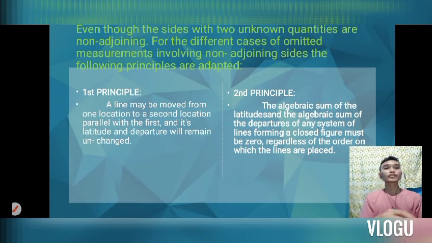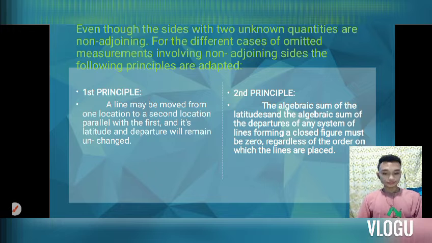Okay. Even though the sides with two unknown quantities are non-adjoining, for the different cases of omitted measurements involving non-adjoining sides, the following principles are adopted. The first principle states that a line may be moved from one location to a second location parallel with the sides, and its latitude and departure would remain unchanged.